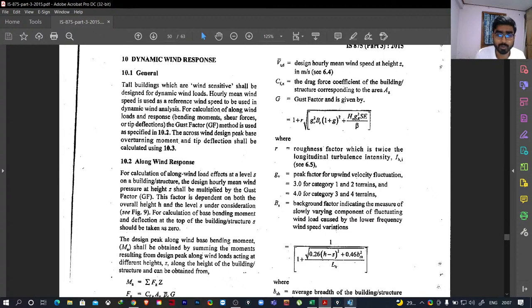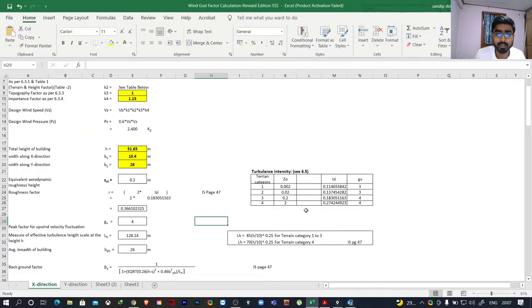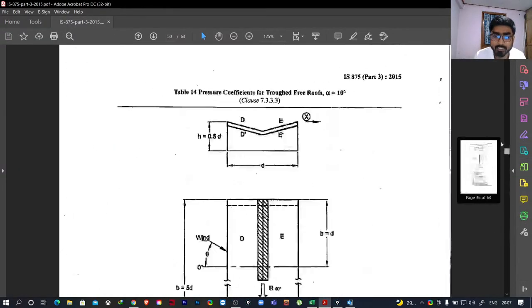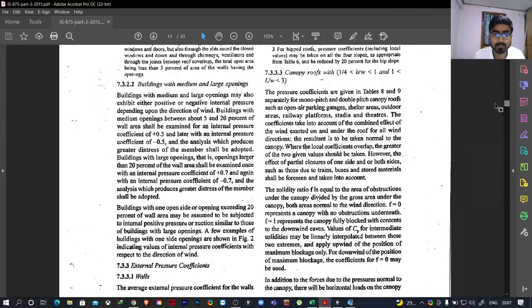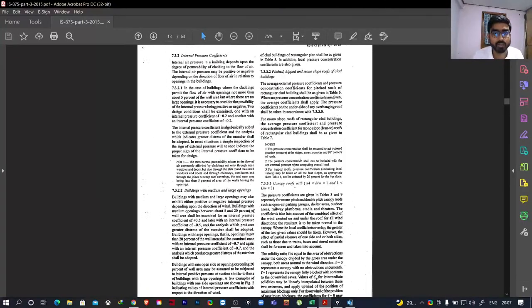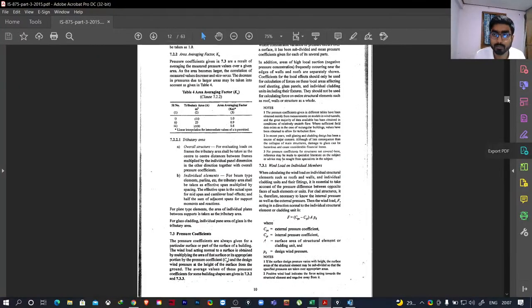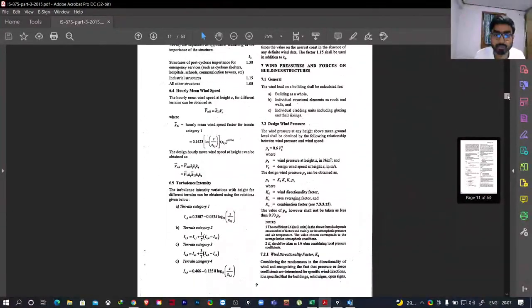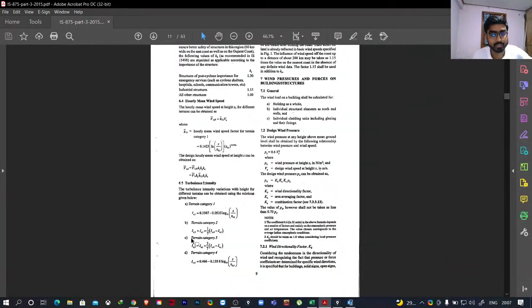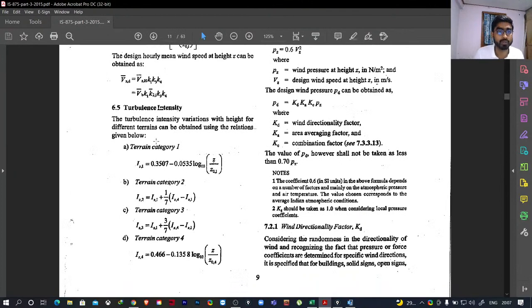R, roughness factor, how we can find, if you see here, this IZ calculation we have done. If you see, let me show you in the page number 6. It is also depending on the height of the building. Page number 6, I show you. Sorry, page number 9 it is, not 6, 6.5. So here we have got the turbulence index.